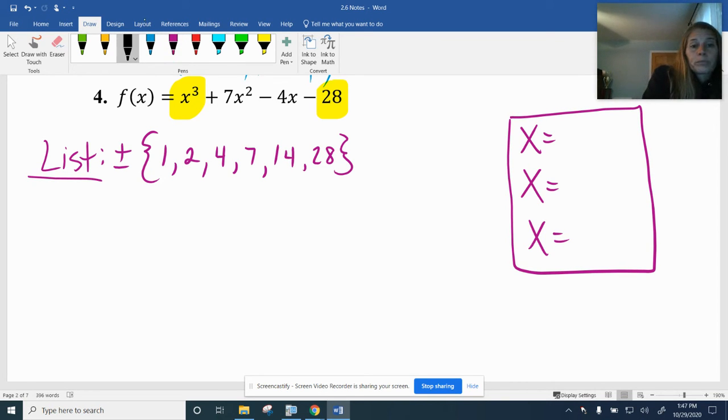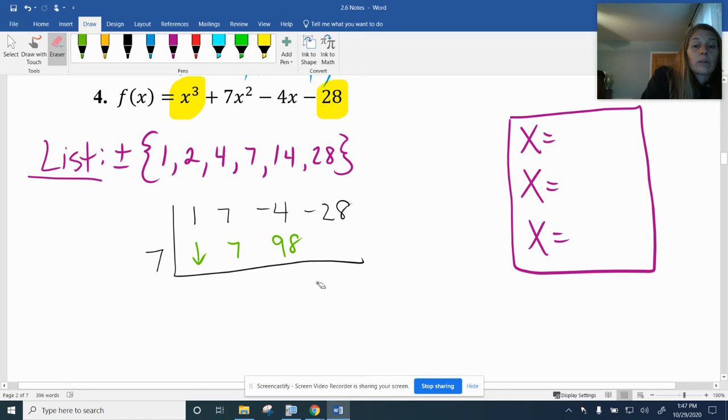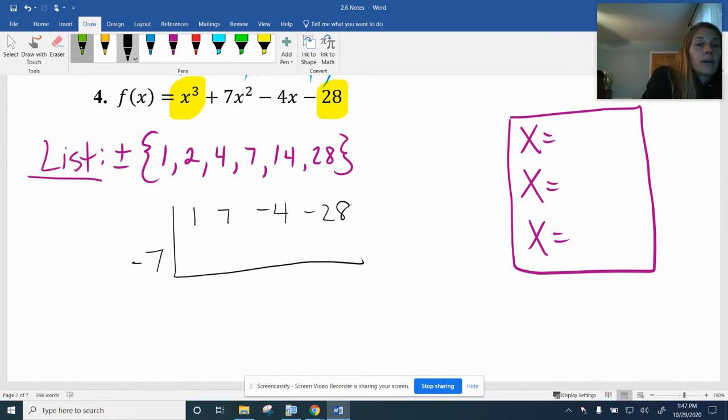So now I just want to try out something here. So I'm going to put in my coefficients. And I'm going to go ahead and try 7. So I'm bringing down the 1. 1 times 7 is 7. Adding those up. 7 times 14. Now this is going to be, I think it's 98, 94. And now we know that that's not going to work out because it's going to be a very large number, way bigger than 28. So I'm just going to switch this to -7 and see how that works.